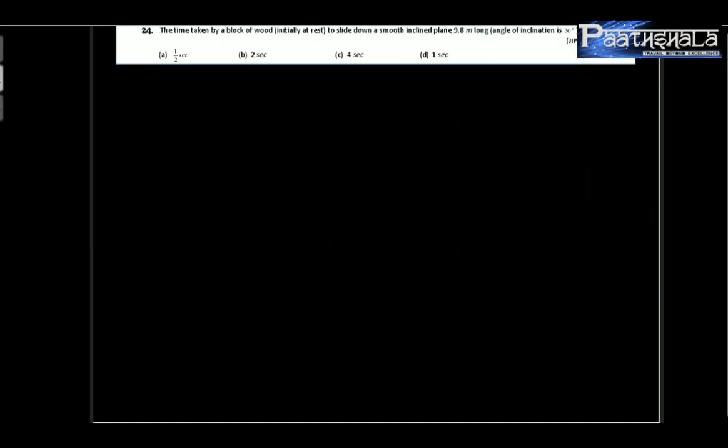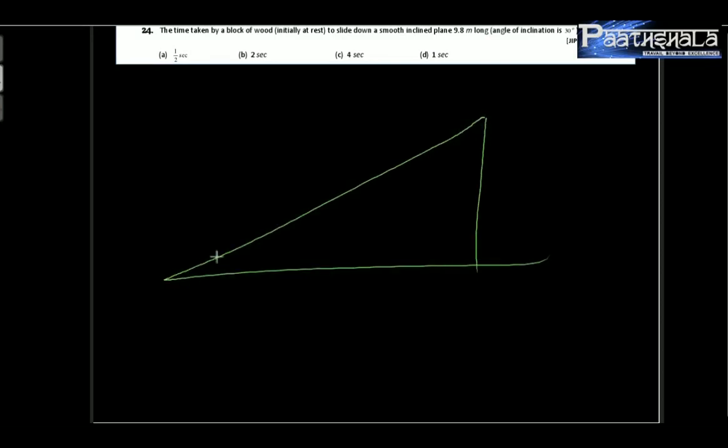Very easy again. The time taken by a block of wood to slide down a smooth inclined plane 9.8 meters long. Angle of inclination is 30 degrees. Okay, this plane is 9.8 meters long. Try to do this question. It's easy.